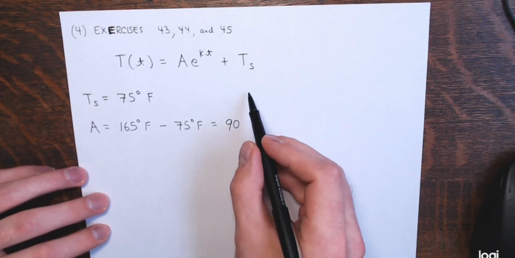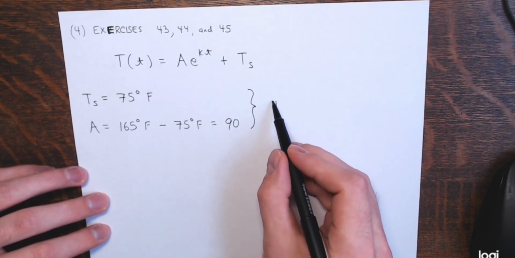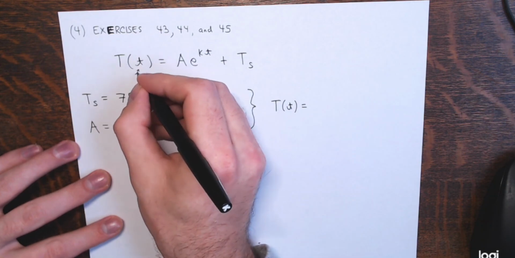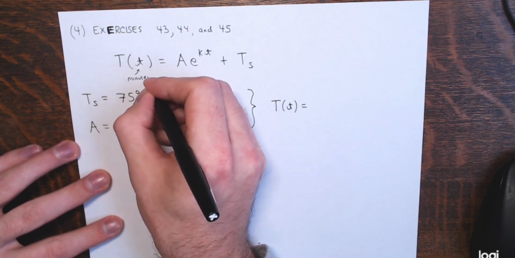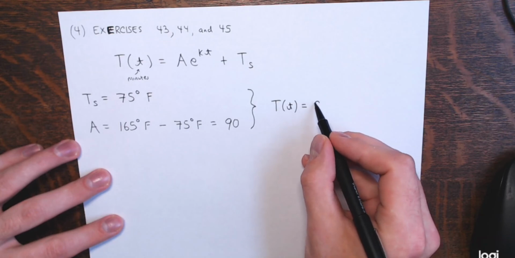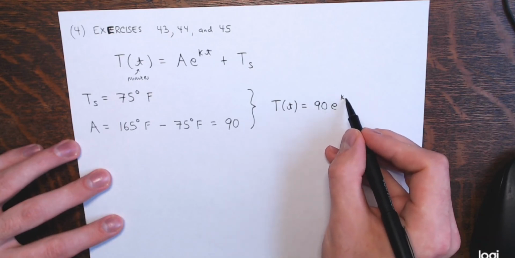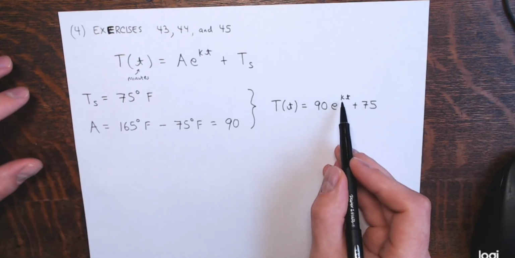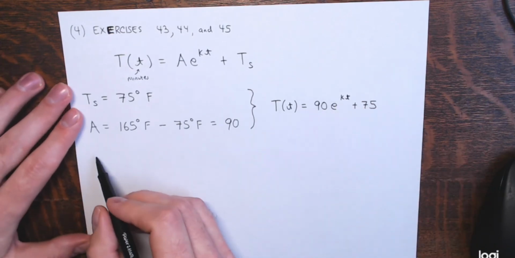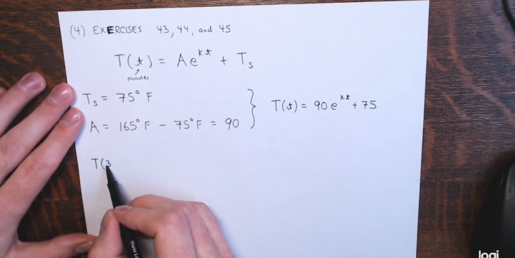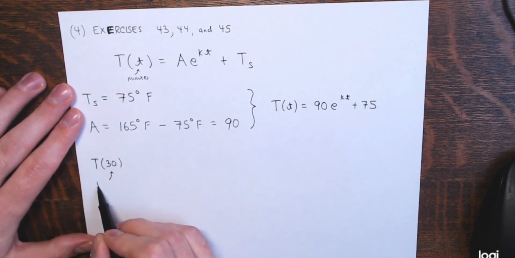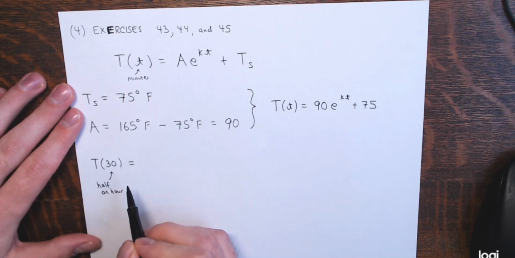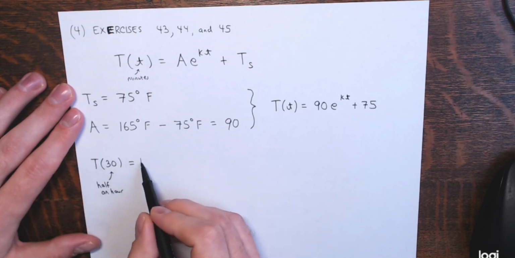So using these two, we have T of t, the temperature of the turkey after t, and I'm going to use minutes for time, is 90 times e to the kt plus 75. Now we just need to find k, and they said half an hour later, that's 30 minutes. They said after half an hour, the temperature of the turkey was 145. So I'm going to use this to find k.